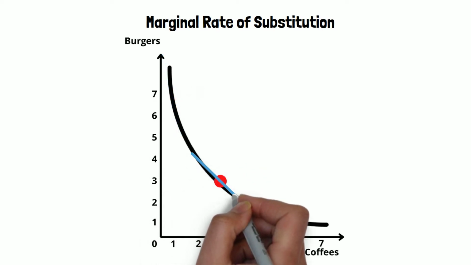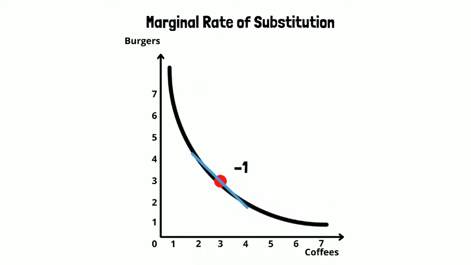At this point the slope of the curve is -1, meaning that you are willing to give up 1 burger for 1 extra coffee. The further you move along the indifference curve, the lower the marginal rate of substitution becomes. This is logical when you think about marginal utility. Every extra coffee makes you less satisfied than the coffee you had before.